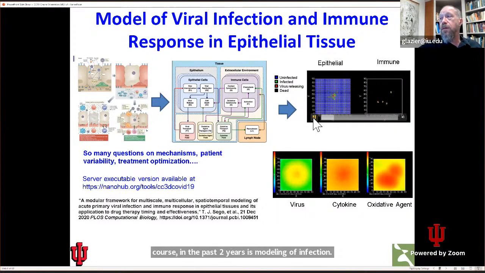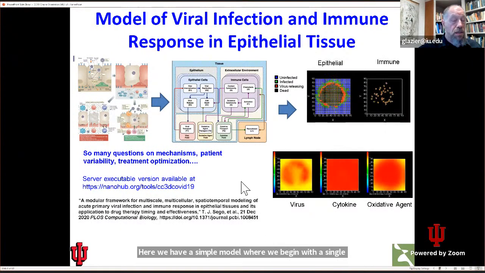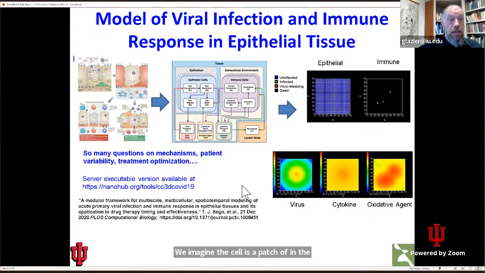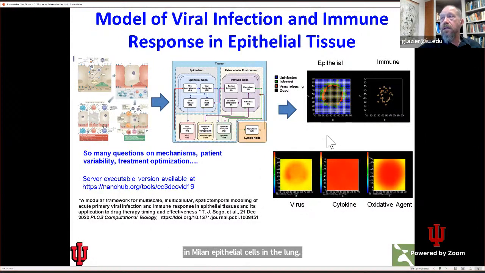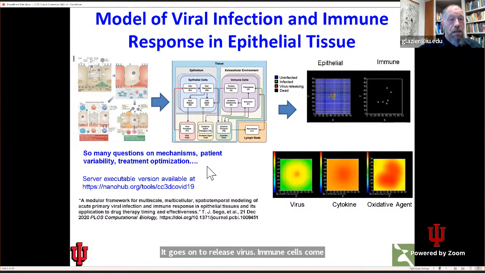Here we have a simple model where we begin with a single infected cell. We imagine the cell as a patch of cells in the lung, epithelial cells in the lung. That cell is infected by virus. It goes on to release virus. Immune cells come in, they kill infected cells and also uninfected cells.